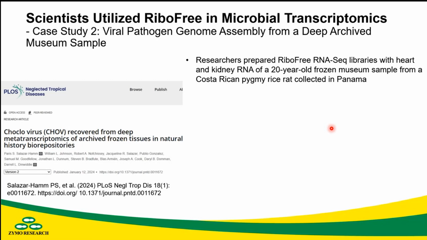Okay, so we have a single strain of bacteria as the subject of study. The next case is about a viral pathogen. Specifically, this group of researchers were able to assemble a viral pathogen genome from a deeply archived museum sample. So how did this happen? Briefly, researchers prepared RNA libraries with heart and kidney RNA from a 20-year-old frozen museum sample of a Costa Rican pygmy rice rat that was originally collected in Panama. And it was really a long journey for this piece of sample, really precious.